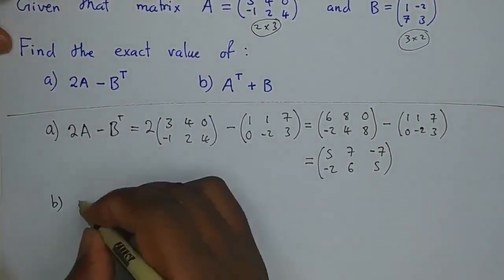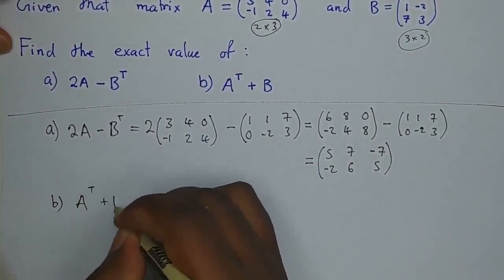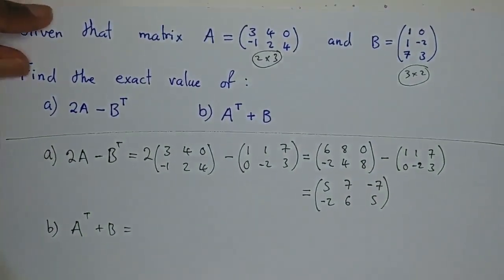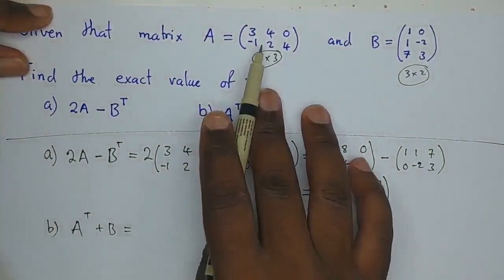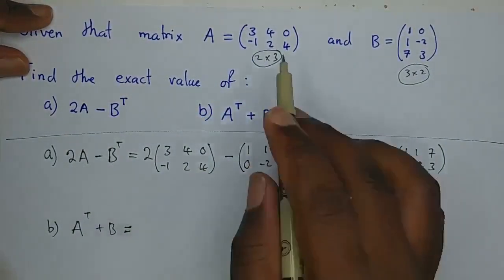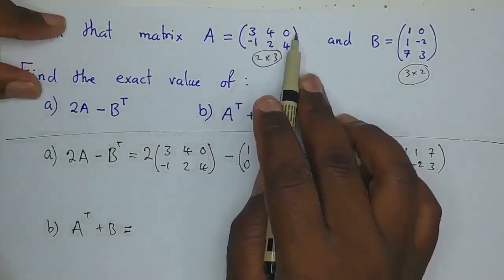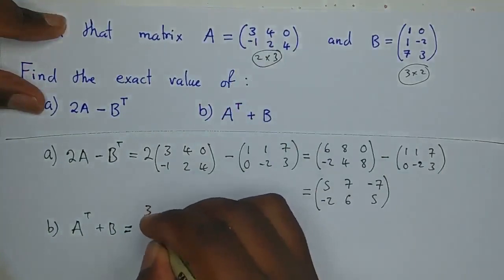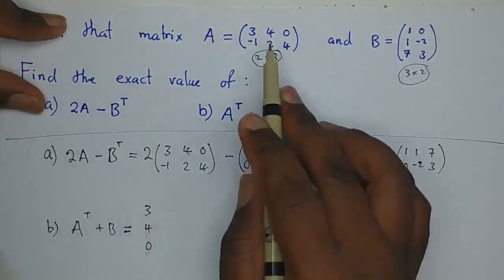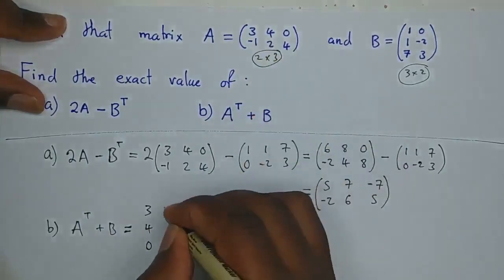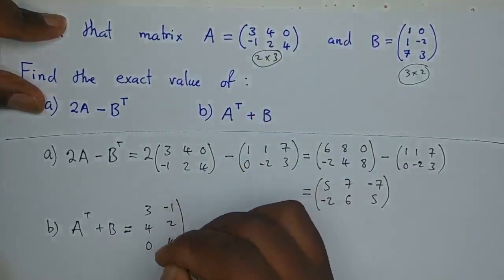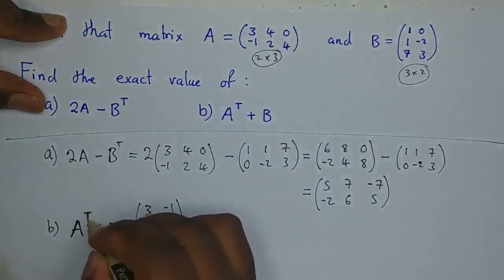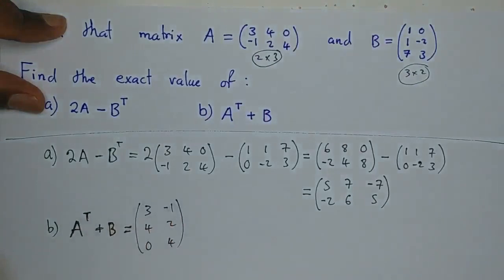The next one is A transpose plus B. So now we have to transpose matrix A, and then we add it to B. This is our A, so let's transpose it. Transposing A, the first row becomes the first column. The first row is 3, 4, 0, so it becomes the first column here, which is 3, 4, 0. The next row is negative 1, 2, 4. What we've done from this to this is we've transposed, because we've been told to find A transpose and add it to matrix B. So that is A transpose.